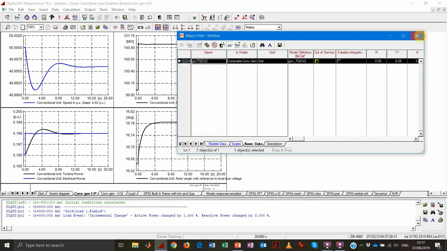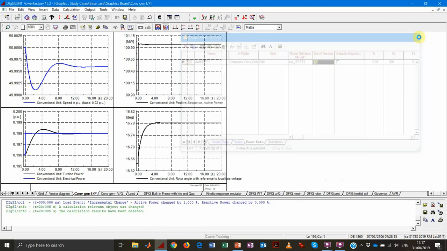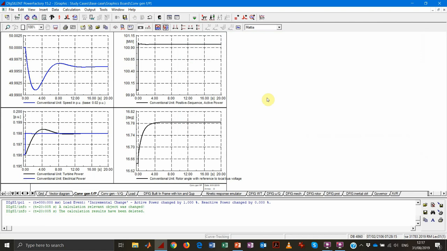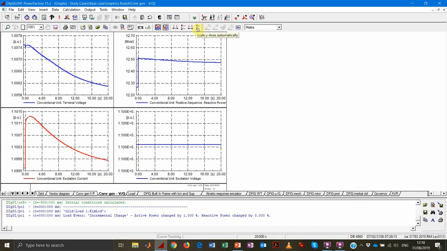taking out the AVR, so putting the AVR out of the system, out of service. So our generator will not have any external device adjusting the excitation of the machine, so the magnetic field between rotor and stator, in order to adjust the reactive power production. We perform the simulation again and we see that something happened. No, let's say, dramatic changes, but it's quite interesting to notice something.